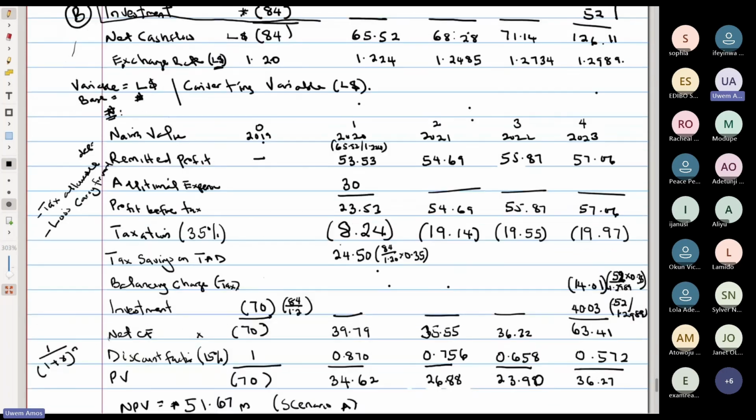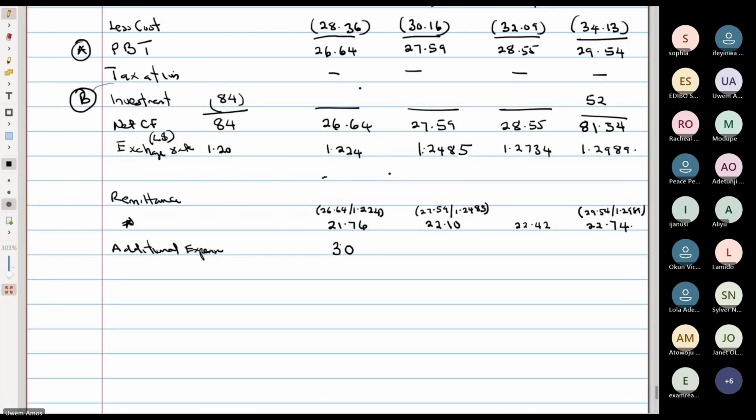So we have our profit before tax. So let's get that out. 21.76 minus 30 gives us minus 8.24. Someone can reconfirm that with me.